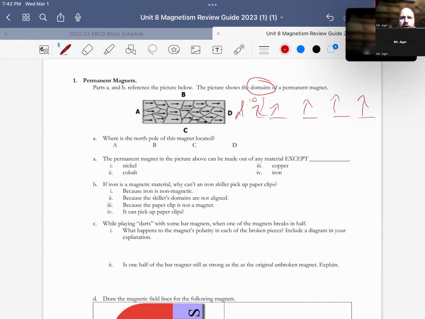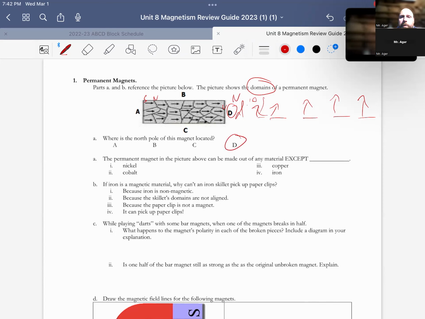You can see in the middle here, I've got a little arrow, and that's going to be a north and a south to each of those. Those arrows are showing that. Where's the north pole of this magnet? So the north pole is where all the norths kind of end up. So D would be over here on the north side of that magnet.